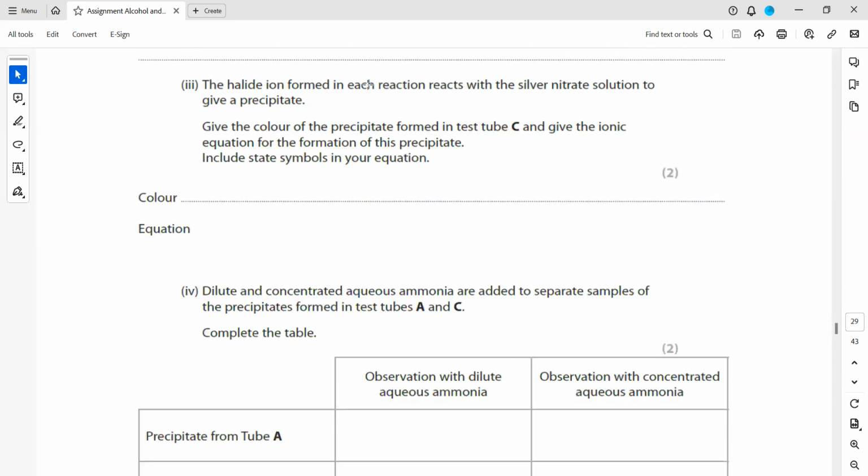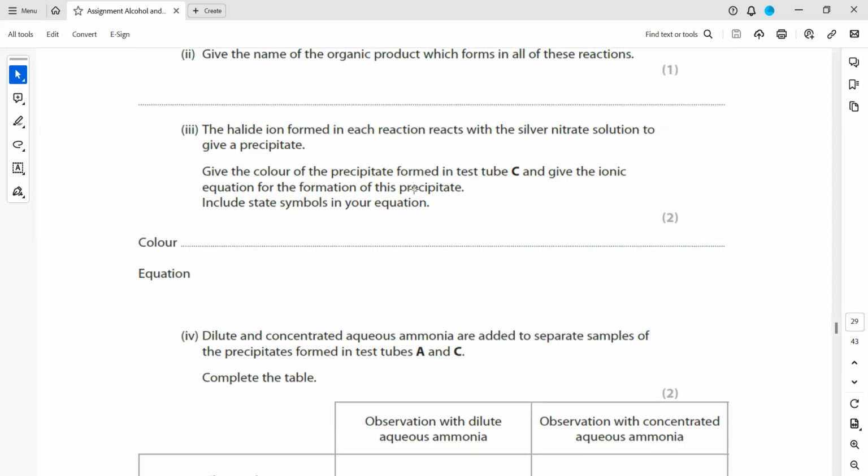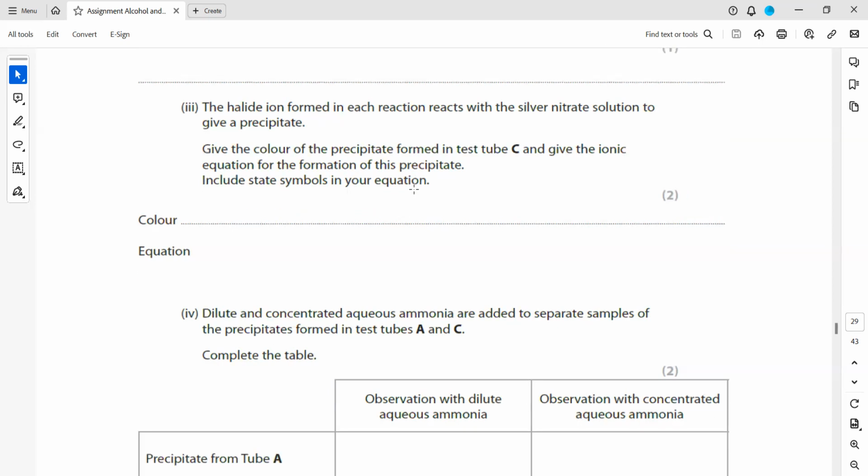The halide ion formed in each reaction with the silver nitrate gives a precipitate. Give the color of the precipitate formed in C, and the state symbols for the ionic equation for the precipitate. Because C is iodine, what is the color of the precipitate? It will be a yellow precipitate, silver iodide. So the ionic equation for formation of silver iodide: there will be a silver ion and an iodide ion. The ions are aqueous, and the product is solid.